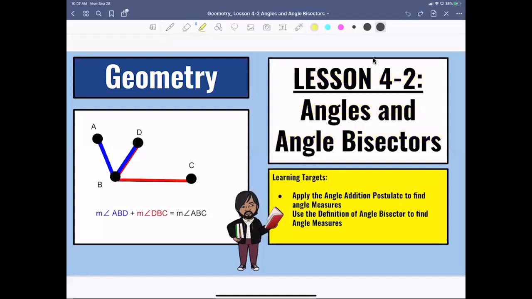We're doing geometry. Today's lesson is 4-2, angles and angle bisectors. Yeah, so we're going to go over what some of that stuff means. The learning targets today are to apply the angle addition postulate to find angle measures, and also to use the definition of angle bisector to find angle measures. There should be a little black dot right here, but my Bitmoji is blocking it, in case you're wondering.